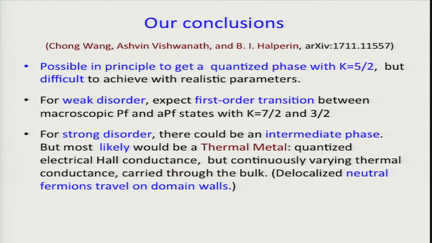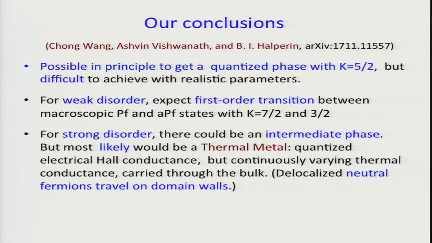Is it possible? Well, this is work I did with Ashvin Vishwanath and postdoc Chong Wang at Harvard. We said that it does seem to be possible in principle, if you really adjust parameters, to get such a quantized phase, but it seems to us that it's very difficult to achieve with realistic parameters. With weak disorder, what we expect is that because domain walls cost a large energy, you really don't want domain walls, and it's just going to snap if you try to adjust the average density slightly. It's going to go from 3/2 to 7/2, with no intermediate state at all, just a first order transition between them, essentially a very, very sharp transition.